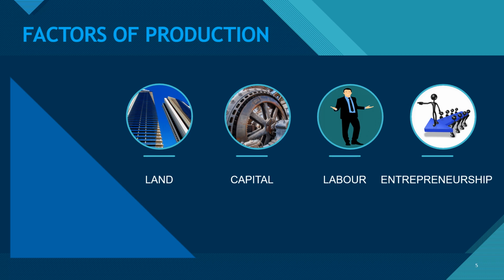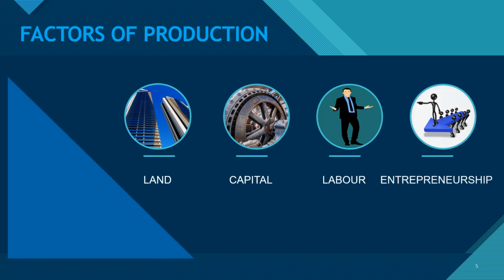Last but not the least, we have entrepreneurship or technology, denoted by A or T, which is the knowledge a person has in order to make decisions to run a business, right? So all these factors combined form the economic system. When we make different combinations of these four factors, we get to know what an economic system is.